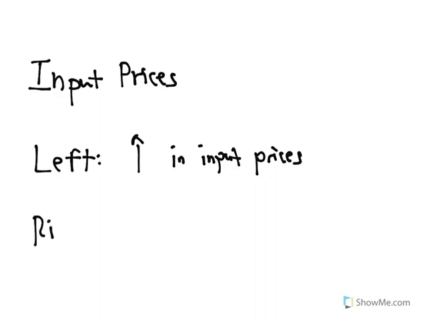Whereas a right shift would be a decrease in input prices. If it's less expensive to produce, you can produce more. So for an example, if I don't have to pay my workers as much money, right? Maybe there's a recession, maybe there's a bad economy, and workers are willing to work for less because some money is better than no money. That's less input prices, and therefore I can produce more of my good or service.